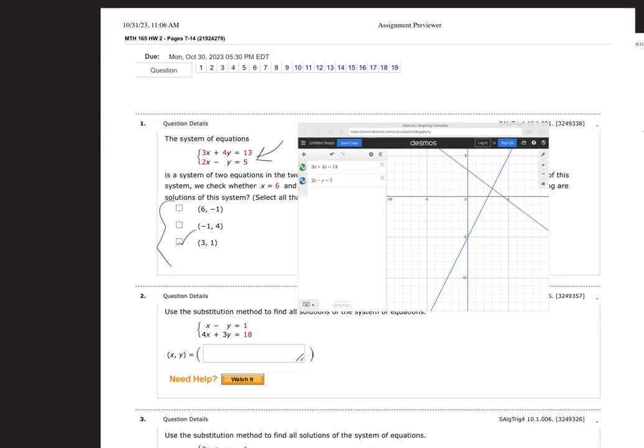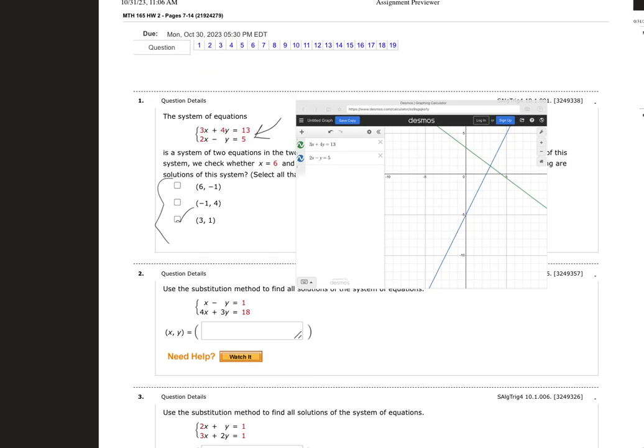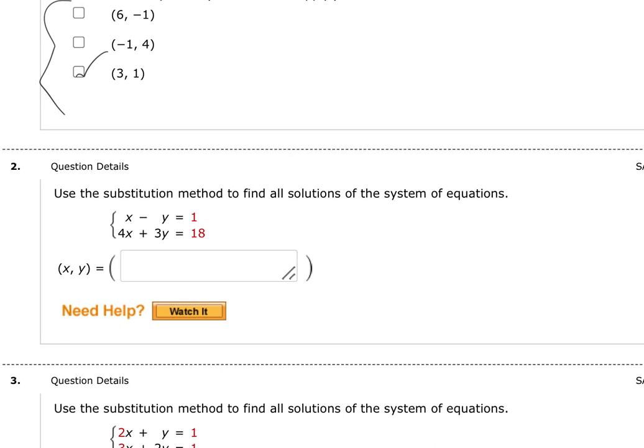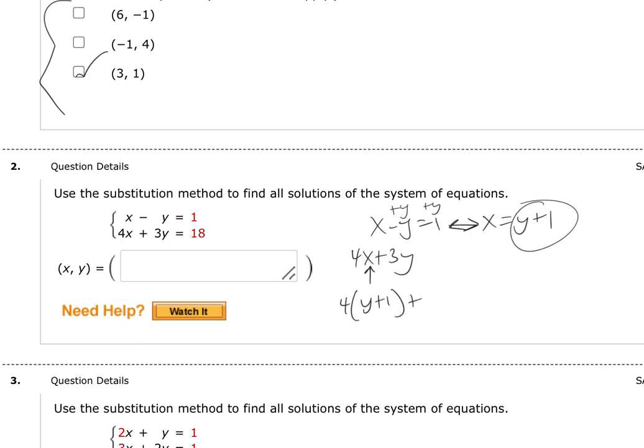So I'm going to go ahead and put that in here. Okay, and I'm just going to get rid of this calculator for now, and we'll keep going. Use a substitution method to find all of the solutions. They want us to use a specific method. The substitution method basically can be used if I can isolate a variable. In this case, x would be very easy to isolate if I add y to both sides. So now I have x equals y plus 1. These are essentially the same thing written 2 different ways. How this helps me is anywhere I see x here, I can replace that with y plus 1. 4 times y plus 1 plus 3y equals 18.